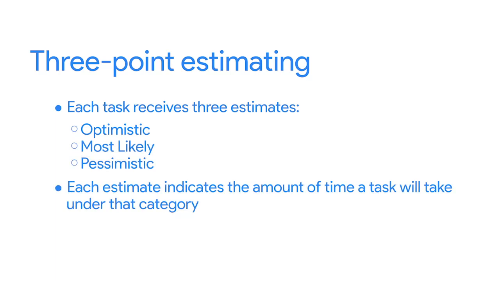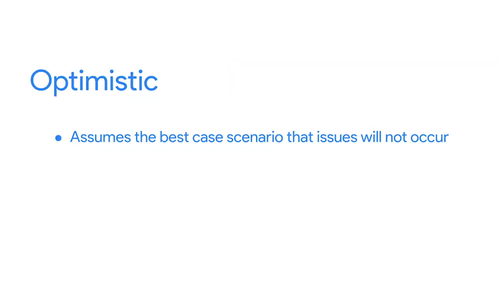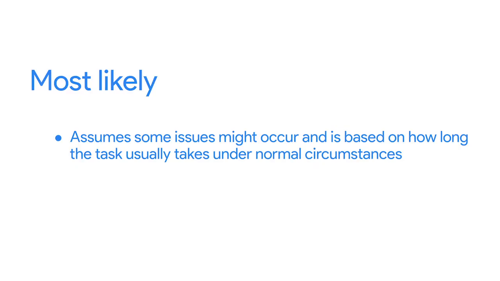Each estimate indicates the projected amount of time a task will take under that category, and how likely any potential risks are to occur. An optimistic estimate assumes the best case scenario. Issues will not occur, and the task will be completed within the estimated time. In other words, it's how long you hope the task will take, assuming everything goes as planned. For example, if all the supplies needed for a task come in early and everything works the way it's supposed to. A most likely estimate assumes some issues might occur.